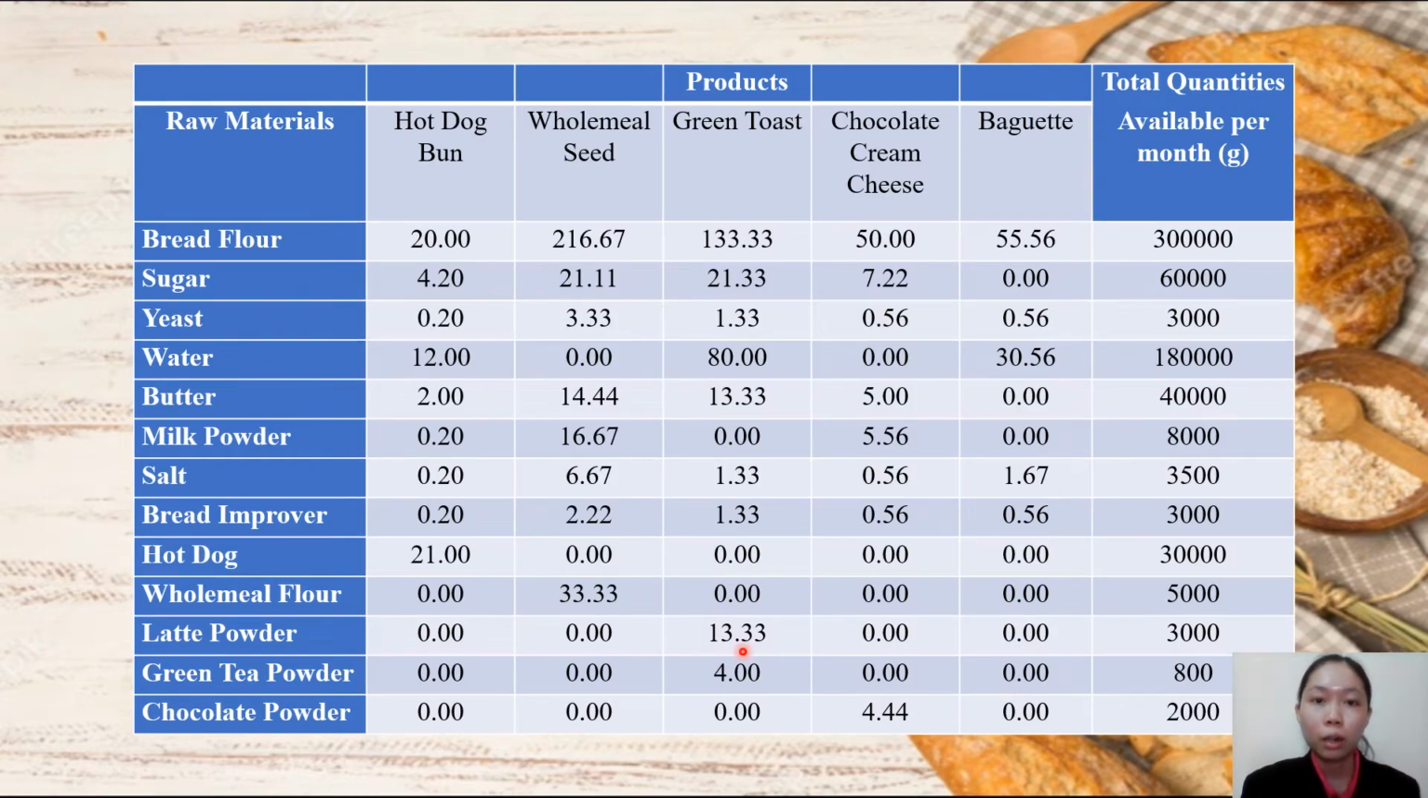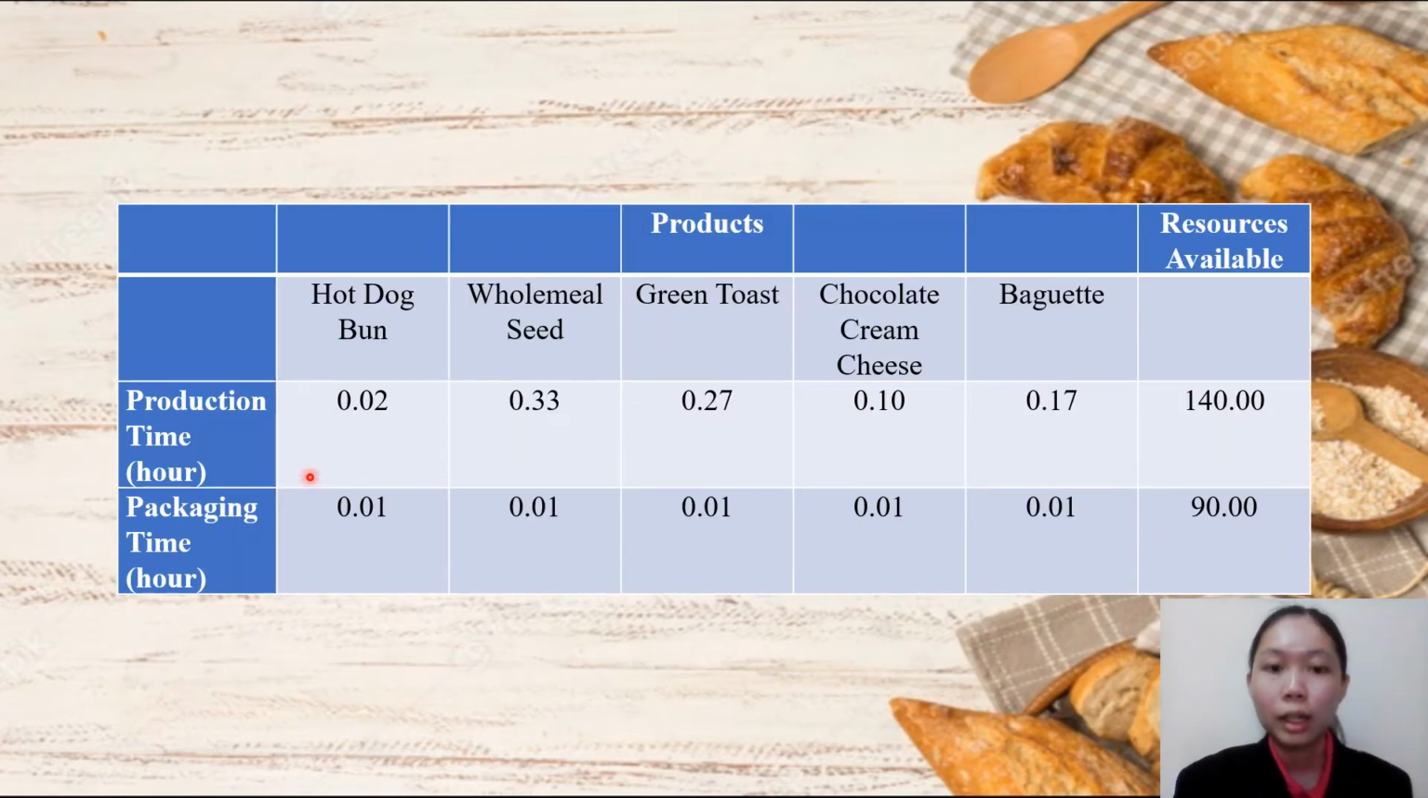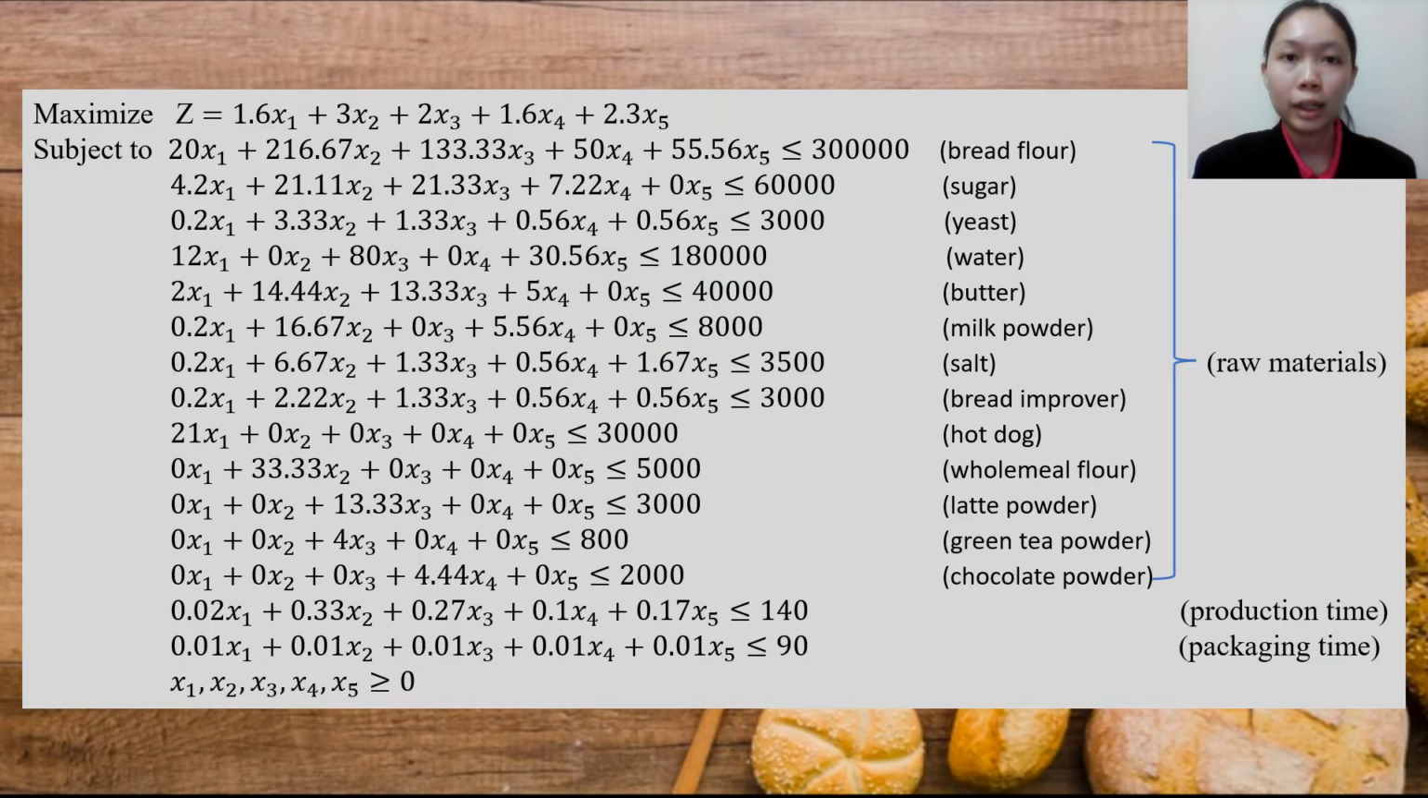This is the quantity of raw material used and total quantity of raw materials available per month. This is the production times and packaging times of each product and the resources available per month. The collected data are modeled by using linear programming model.